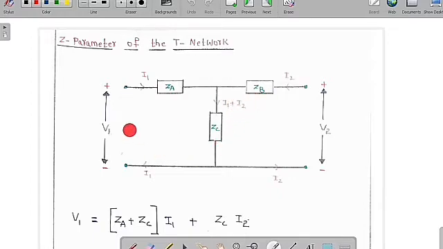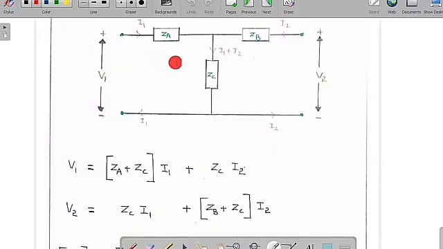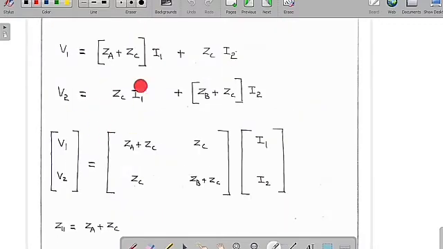Now I am going to apply the KVL in this loop 1 and then I am going to apply the KVL in the second loop. If you apply the KVL in this first loop, we are going to get finally V1 is equal to Za plus Zc into I1 plus Zc into I2. Similarly, if you apply the KVL in this loop, finally we are going to get V2 is equal to Zc into I1 plus Zb plus Zc into I2. If you write it in matrix form, V1, V2 equals Za plus Zc, Zc and Zb plus Zc, multiplied by I1, I2.